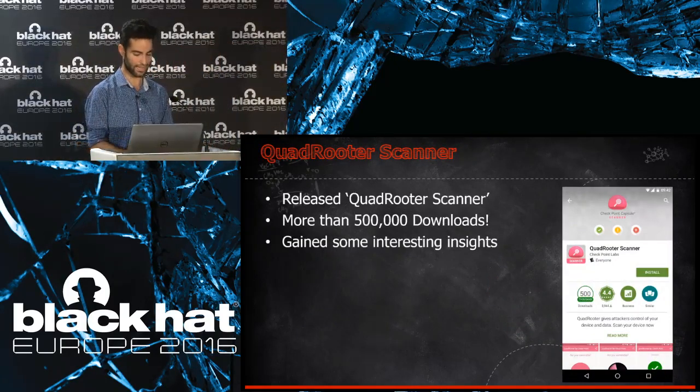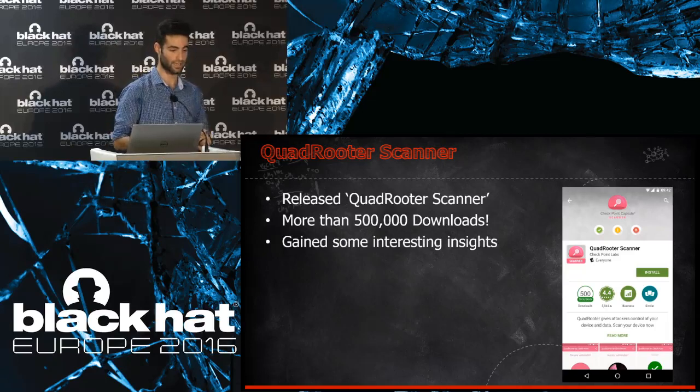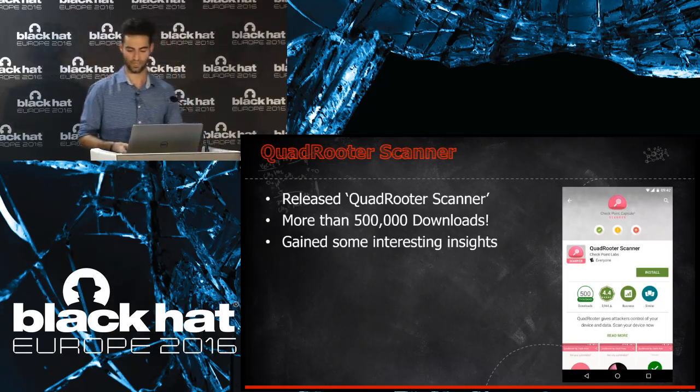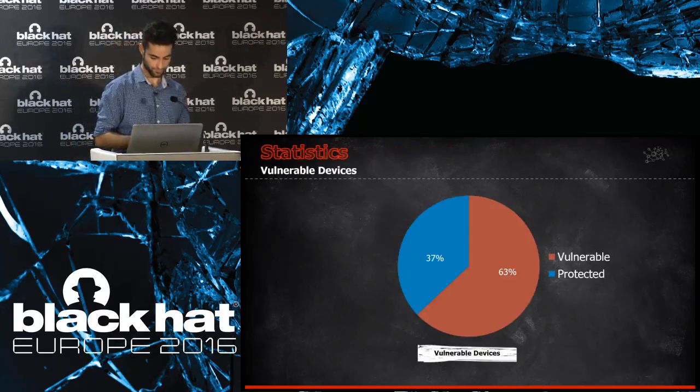Now, we created an app at Checkpoint that checks whether you are vulnerable to any of these vulnerabilities. More than 500,000 downloads happened in just 1 month. And some users opted in to send us anonymous data. The statistics were taken in mid-August, and at this time all the vulnerabilities were already public. And that's the information we saw.